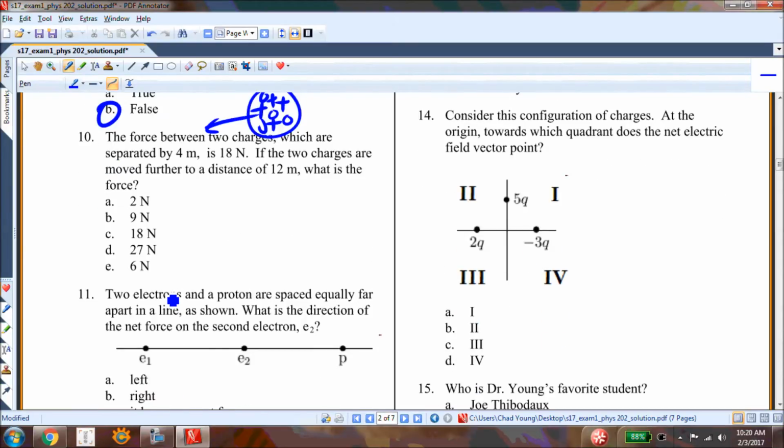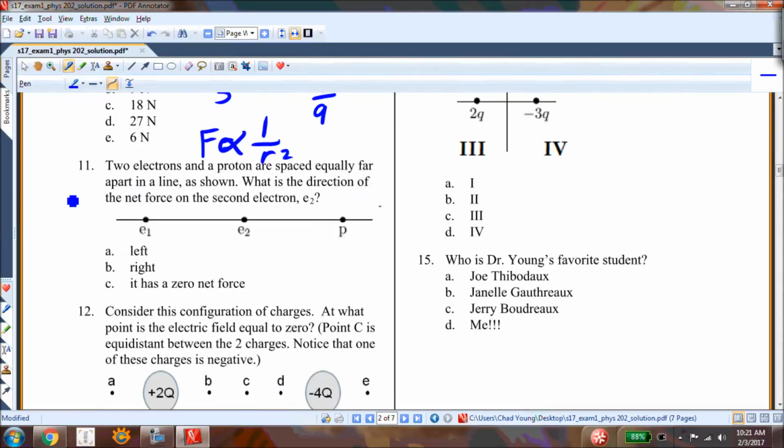The force between two charges separated by 4 meters is 18 newtons. What if you move it to 12 meters? Well, let's see, this is sort of a repeat, but that's okay. So I increase my distance by a factor of 3. That means I'm going to decrease my force by a factor of 9. Remember, force is proportional to 1 over r squared. So the answer is 18 divided by 9, or 2 newtons.